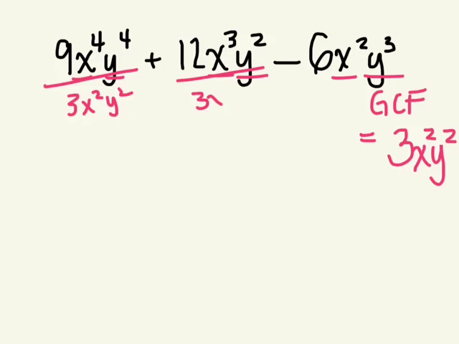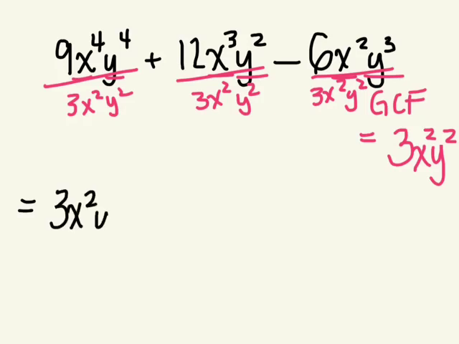You don't have to write it like this, but I just like to do this so I remember what I'm dividing it by. Okay, I know that everything is divisible by 3x squared y squared, so I need to figure out what the answer is when I expand it. What's 9 divided by 3? What's x to the power of 4 divided by x to the power of 2?